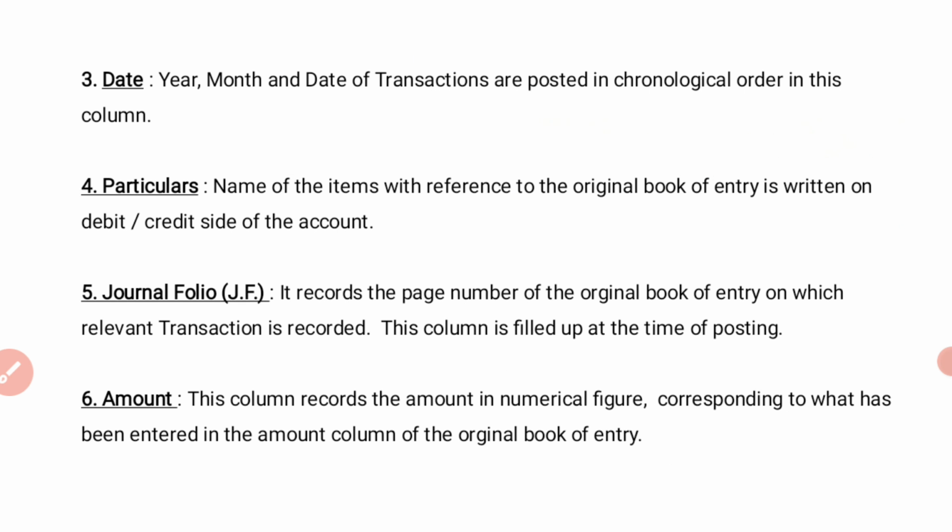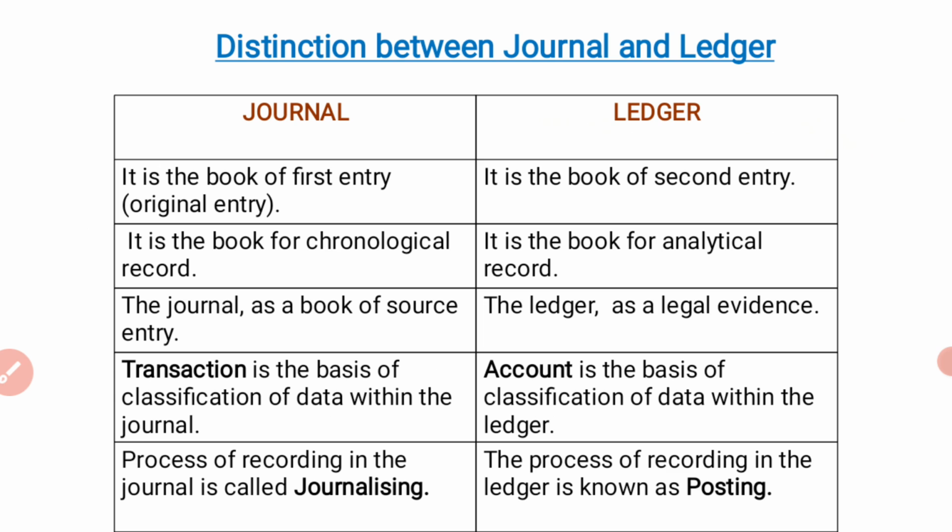Okay, next distinguish between journal and ledger. So already we have studied the meaning of journal and also ledger. Then what it tells, the difference between journal and ledger. Journal is the book of first entry, that we can say original book of entry. But ledger is second book of entry. Then journal is the book of chronological order, or we can say it is the book of chronological record. Means it comes serial wise.